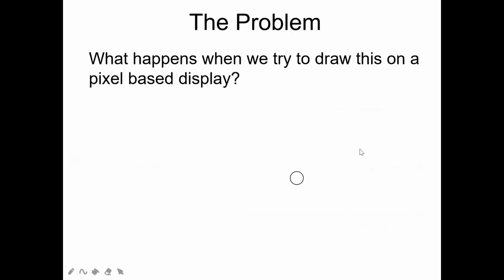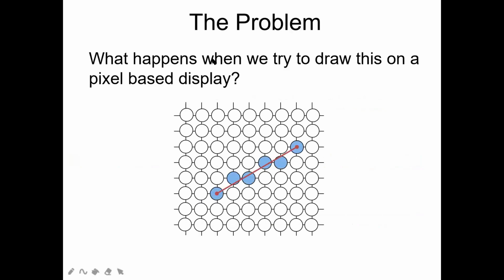Moving on to the next one. Here you can see the problem: what happens when we try to draw pixels on a pixel-based display? Suppose this is your starting point and this is your end point. In the line drawing algorithm we found some scattered points, and if I join all the points, it won't look like a straight line, right? That was the problem we got in the DDA algorithm.